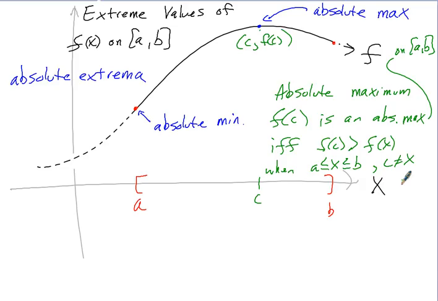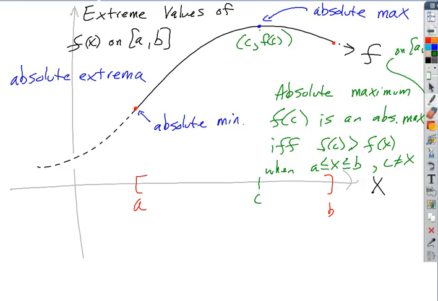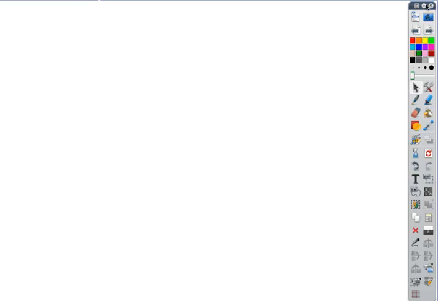Okay, good. Now let's just look at some pictures, and we're not going to get specific at all. I just want you to look at these pictures and tell me what's going on. I want you to identify the absolute maximum, the absolute minimum, if they exist, or maybe they don't.